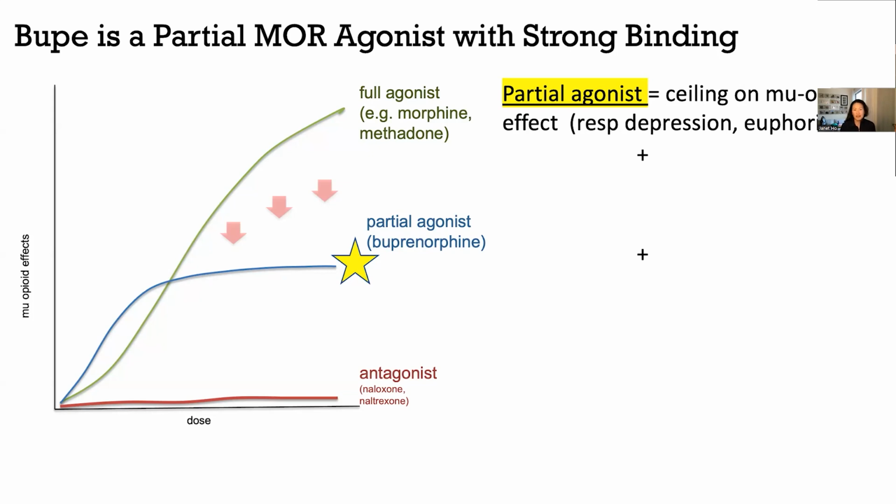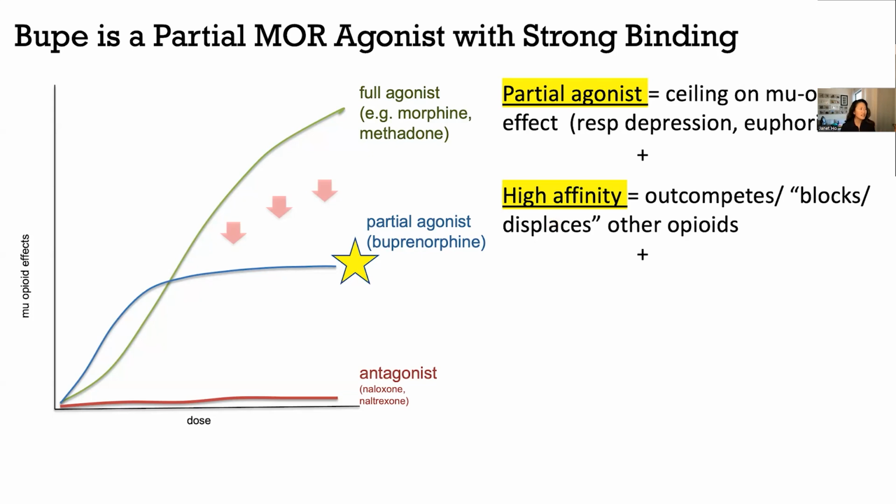It does not mean that being a partial agonist, that it's a partial analgesic. And so that's one misconception of buprenorphine that is held by both clinicians and patients alike. That's important to dispel, and we'll talk about that a little bit more when we get into the pain piece of it. The second important quality is that buprenorphine has a really high binding affinity to the mu-opioid receptor.